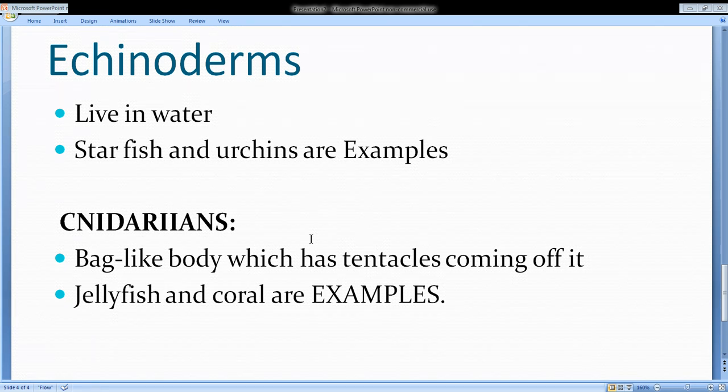There are also worms which are invertebrates. They are easy, so I didn't include them. They are divided into three groups: roundworm, flatworm, and segmented worms.